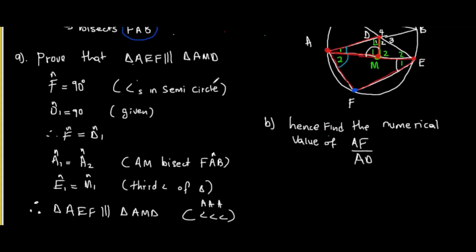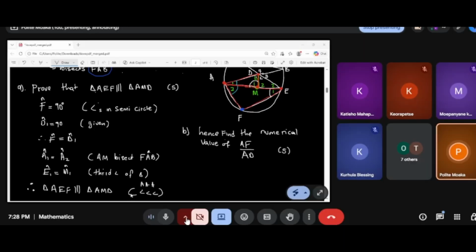Okay, I forgot to indicate the mark allocation. This one is 5 marks, and this one is also 5 marks. So if I send you an invitation and I say join the party, if you were not interested, now I believe by looking at the mark allocation, you are very interested to join the party.